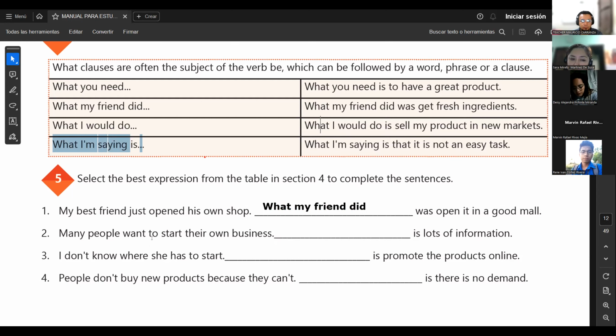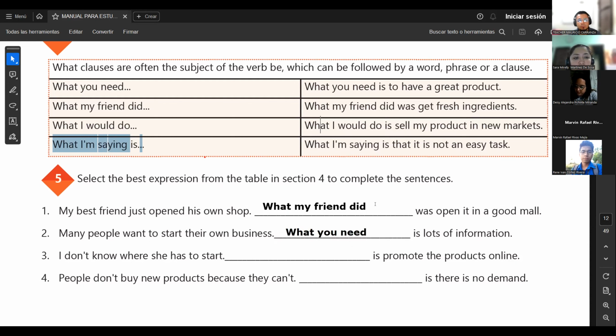Many people want to start their own business. Own business, lots of information. What I'm saying... No, what do you need? What you need? It could be, right? Lo que necesitas. What you need is lots of information.